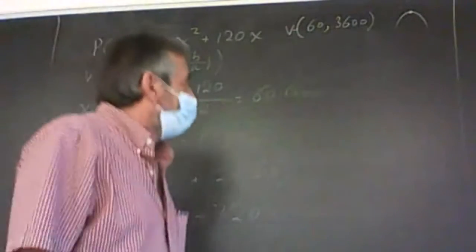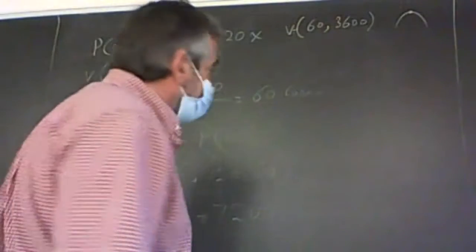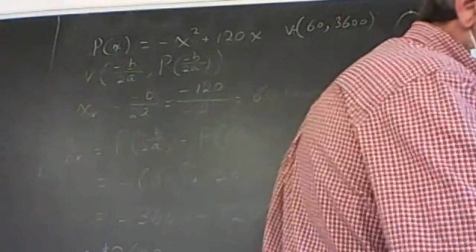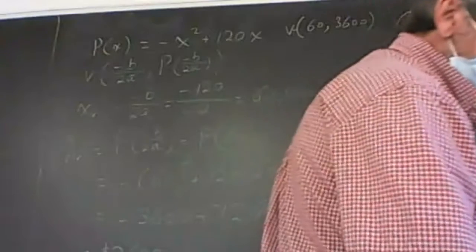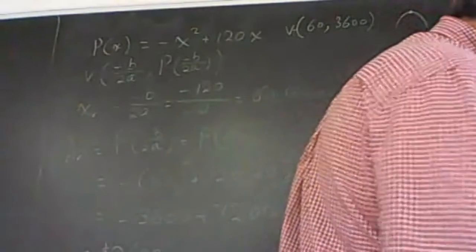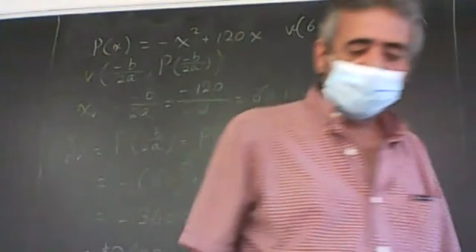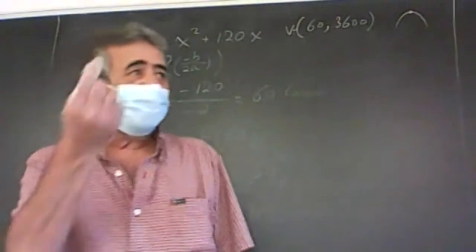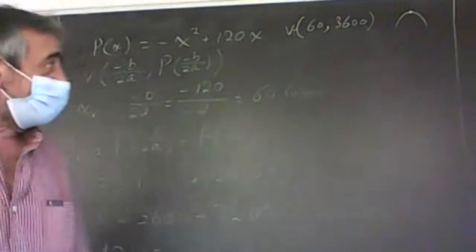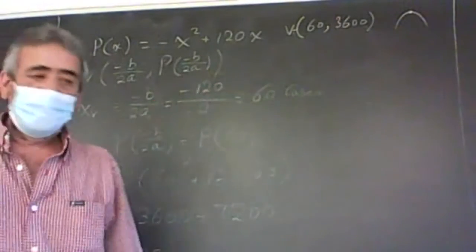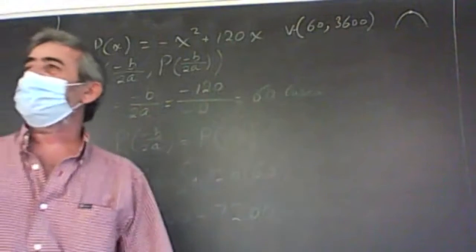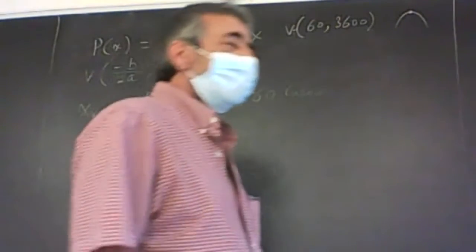Clear? All right. So now, the next step is to, come on, it takes forever to close. One of my fingers is dry. That's probably why. So, in order to make the maximum profit, you have to sell 60 cases.